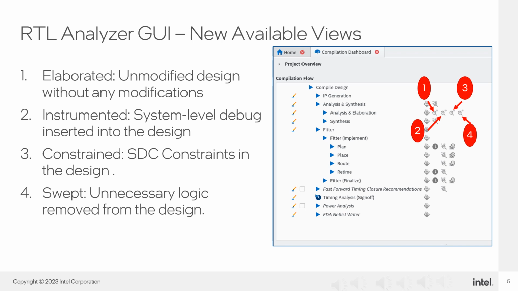By clicking on the first magnifier, you will have access to debug a version of the RTL which is unmodified. By clicking on the second magnifier, you will see a version of the RTL with system-level debug inserted into the design. So if you are using Signal Tap, you can see the project's wire connected to the Signal Tap instance. In the third magnifier, the RTL will contain all SDC constraints in the design. And finally, the fourth magnifier will show you the RTL with all unnecessary logic removed from the design.